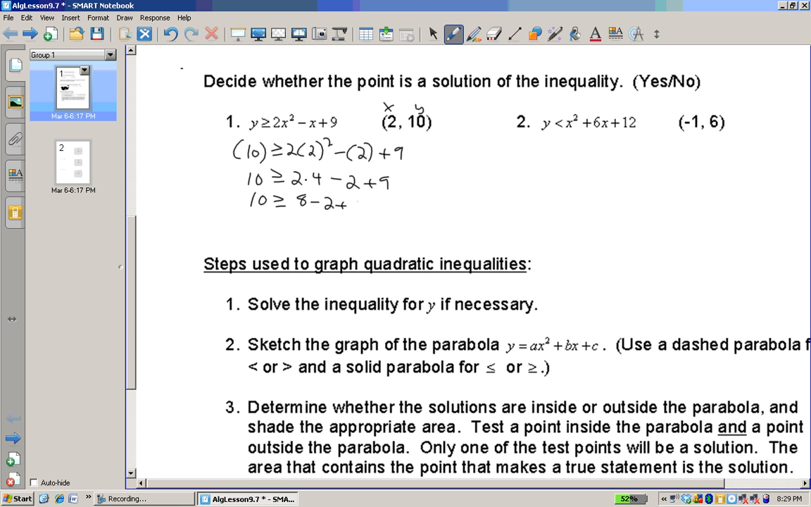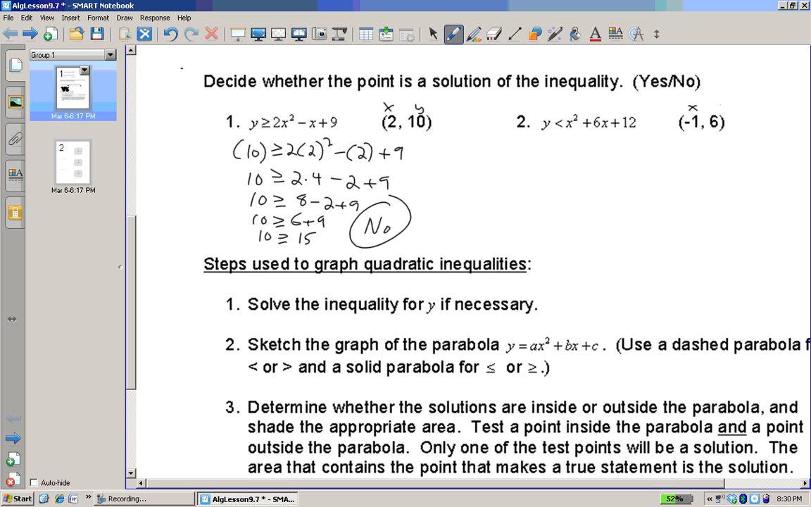Eight minus 2 plus 9. 8 minus 2 is 6, plus 9 is 15. And we just have to ask, is this true, yes or no? Well, no. If you look on the number line, 10 is definitely to the left of 15. This is saying it's to the right or right on top of 15. So no, this is not true. So if we had y is greater than or equal to 2x squared minus x plus 9 graphed correctly, this point, (2, 10), would not be shaded at all. It would not be a solution.